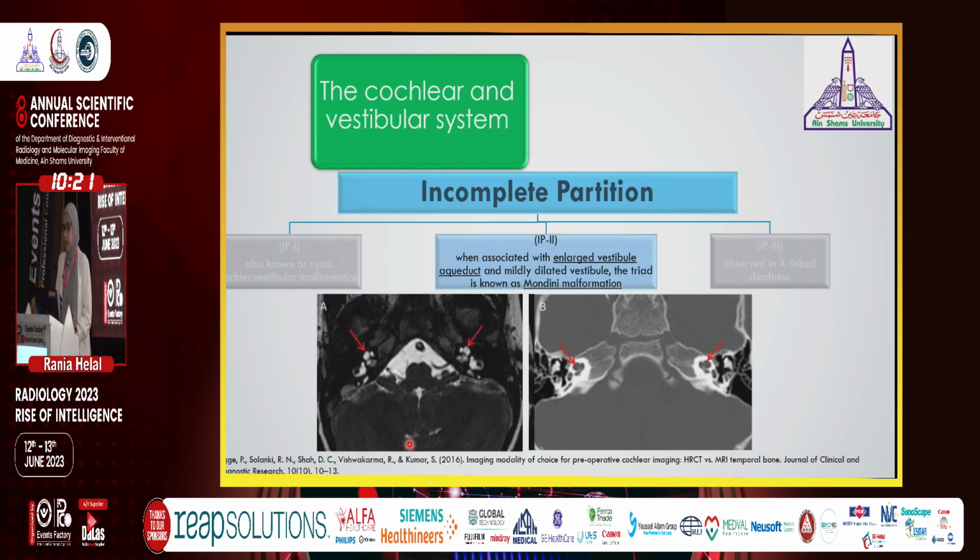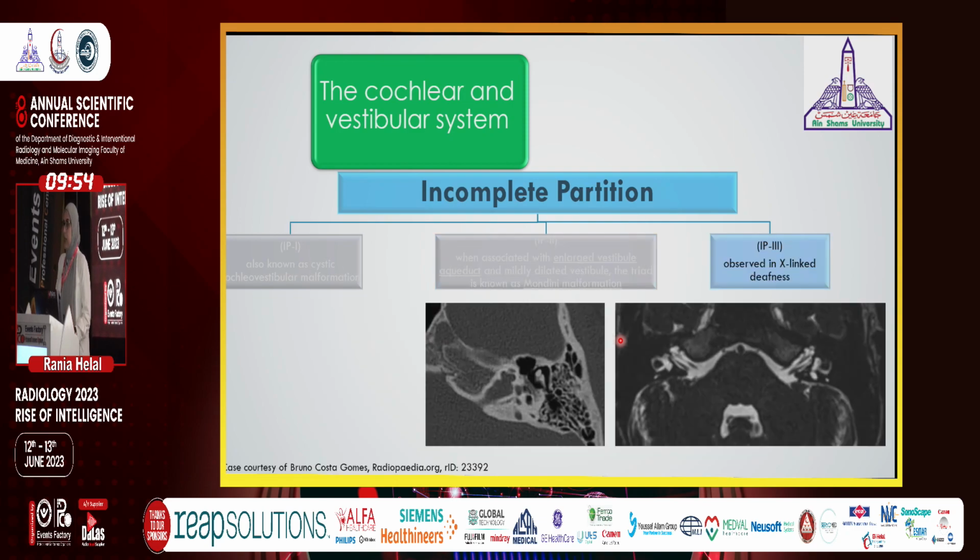Type 2, we have cystic, featureless middle and apical turn, but the basal turn is okay. This is different from Mondini malformation. Mondini malformation is type 2 incomplete partition, but it should include 2 additional findings: enlarged vestibular aqueducts, this will be explained in the interactive sessions, and a mildly dilated vestibule. Then we can call this Mondini malformation.